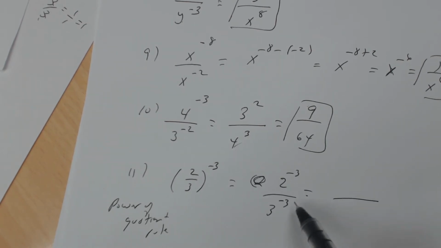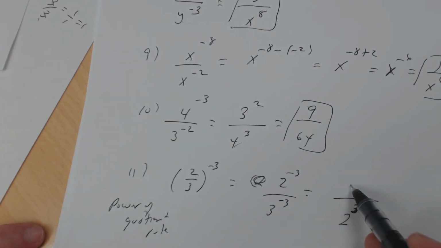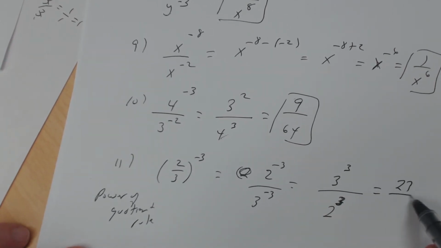So to make the exponents positive, 2 to the negative third will go in the denominator, so it becomes positive 3. And then 3 to the negative third, put that in the numerator, becomes 3 to the third power. So that's 27 divided by 8.